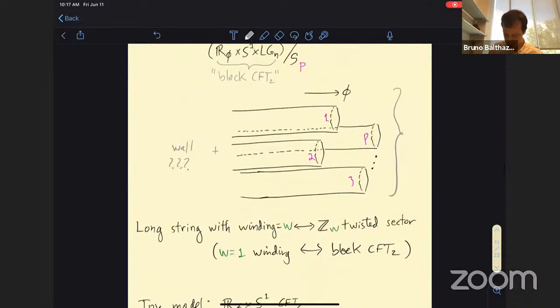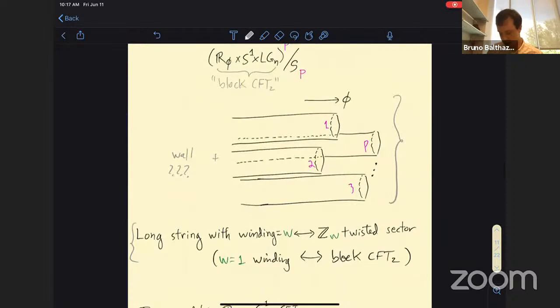Okay, and here's the usual story for the symmetric product orbifolds, that the long string that winds W times the boundary of ADS3 corresponds to a state in the ZW twisted sector of the symmetric product. In particular, if it winds only once, then it corresponds to some state in the block CFT2.